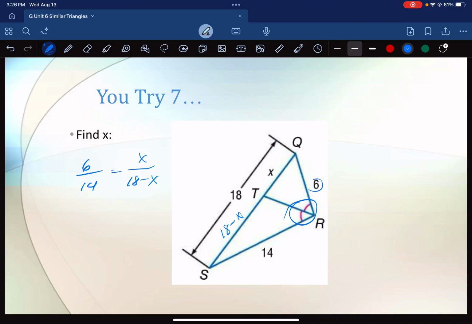So this is a side, and then this is a part that's been split, and then this side, and then this is the other part of that segment that's been broken into two pieces. So now 14 times X is 14X. 6 times 18 is 108 minus 6X, and I'll add 6X to the 14X to make 20X. And I'll divide by 20, and I get 5.4. Okay?